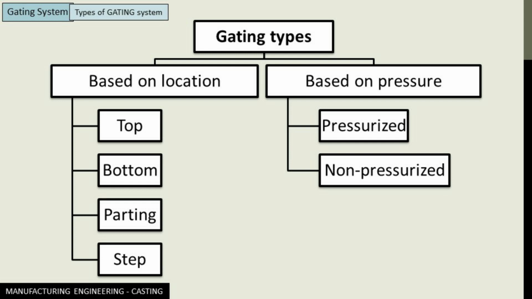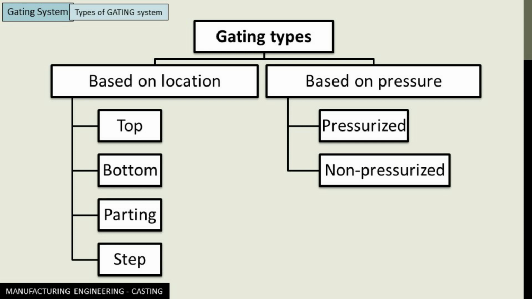The gating system is bifurcated into two types. First is based on location, and another one is based on pressure. Based on location, we have top, bottom, parting, and step gating system, while based on pressure, we have pressurized and non-pressurized type of gating system. Now let's discuss each and every one of them with proper formula and proper derivations.